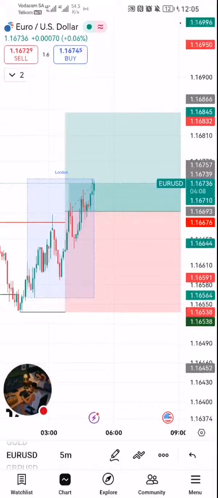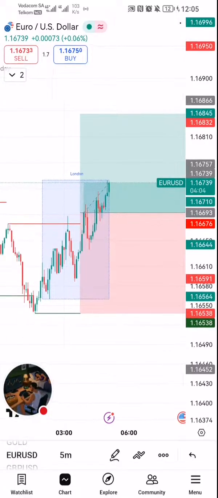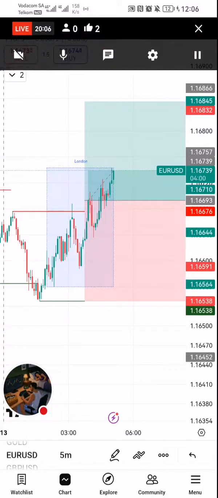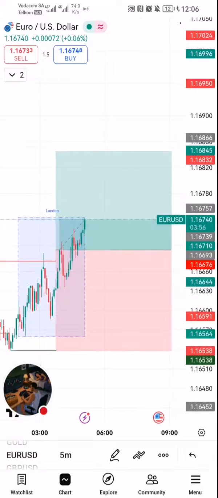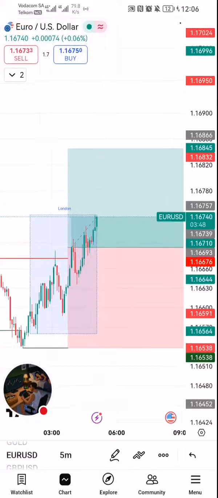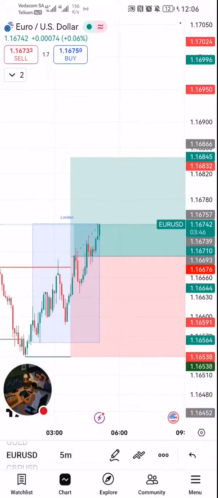Been trading them for a while. There's just so many things that I don't like about them. But some pairs do move well, like GBPUSD. It does move well, and EURUSD also does move. So yeah, we're just going to hold these trades.